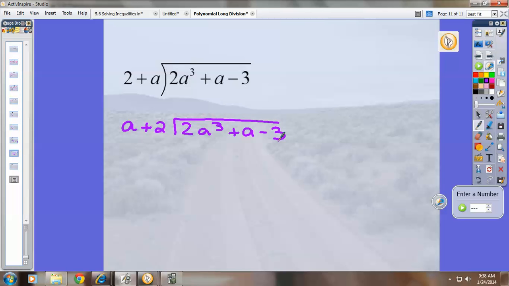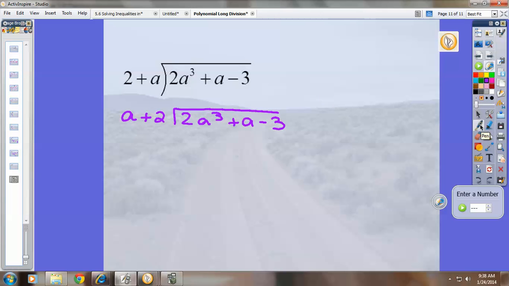Is there anything else you notice here in your dividend? We're missing a term. What term are we missing? The square term. You cannot do long division if you're missing a term. We are missing a squared. So I'm going to add it in. So we have 2a cubed plus 0a squared. If we add something in, we have to add in 0. We can't add anything else. We're going to add 0a squared plus a minus 3.